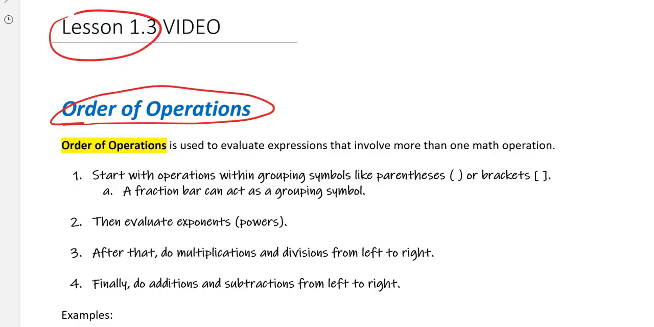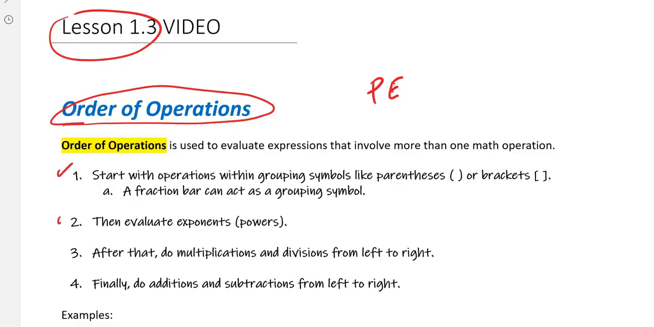First of all, number one, you are going to start with operations within grouping symbols like parentheses or brackets. Oftentimes we'll call that the P, the parentheses. Now that means any grouping symbol. A fraction bar can act as a grouping symbol, so it can act like parentheses. The next thing after that is you evaluate any exponents or powers. We learned about that in lesson 1.2. So exponents. Okay? Parentheses or grouping symbols, then exponents.